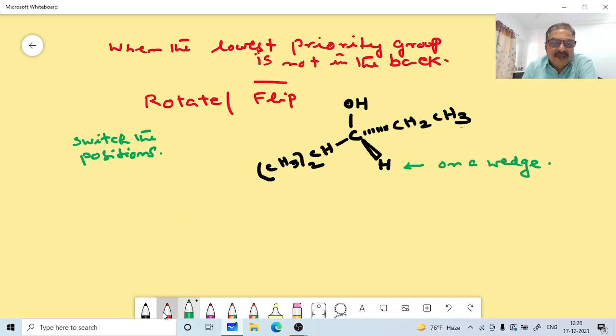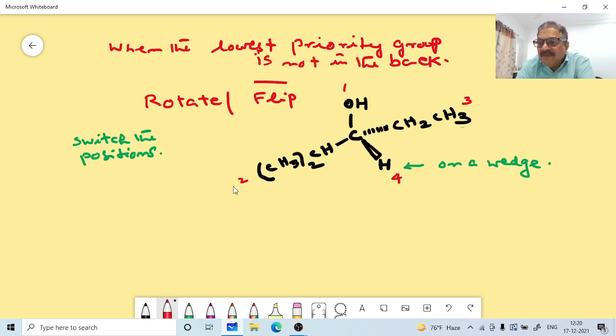Now here, what are the priorities here? As usual, we know OH is priority number 1, and priority number 4 is of course hydrogen. Then CH2CH3 will be 3, and this group will be number 2. Okay, if you see the lowest priority group hydrogen, it is oriented in front and it is not behind the page here.